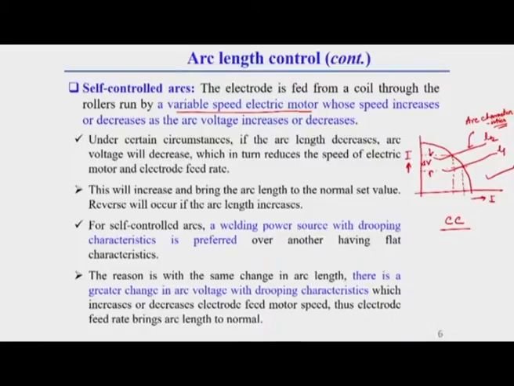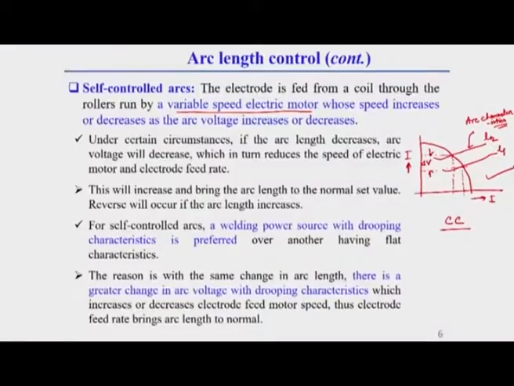Because in the case of constant voltage power source characteristics, within a small change of arc length there is more change of current compared to the voltage difference. So that's why here you can get more voltage change.